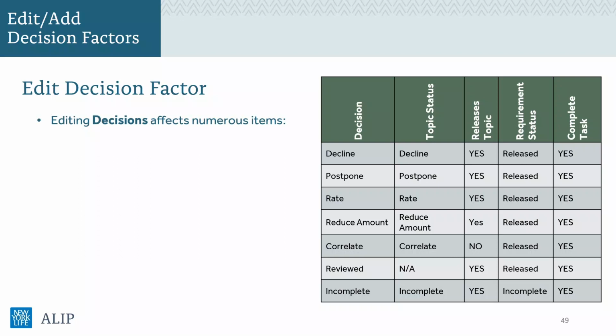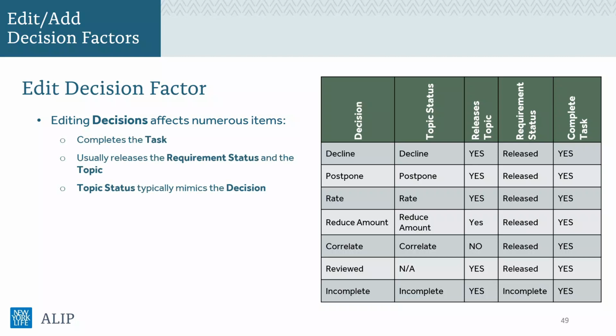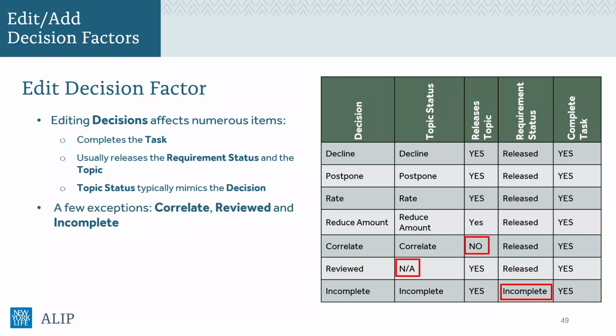Editing decisions through either Edit Decision Factor button affects numerous items. It completes the task, usually releases the requirement status, and the topic status typically mimics the decision. There are a few exceptions to this: correlate, reviewed, and incomplete. We will cover correlate and reviewed on the next slide.